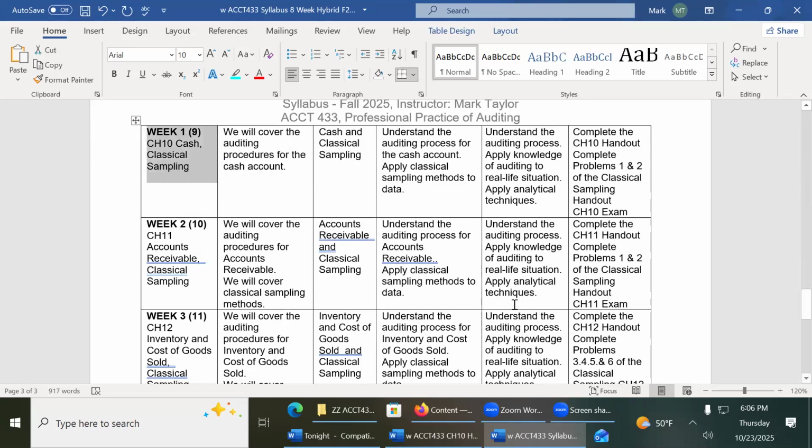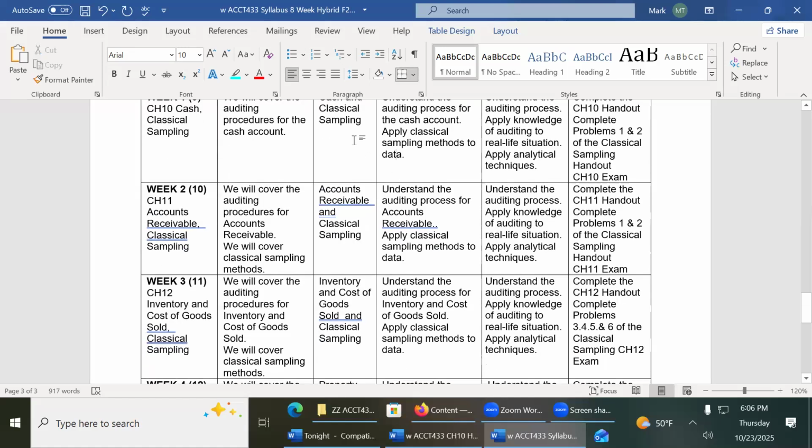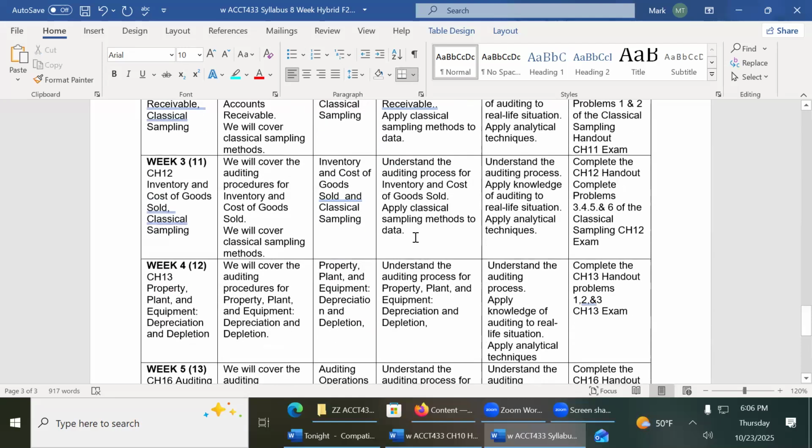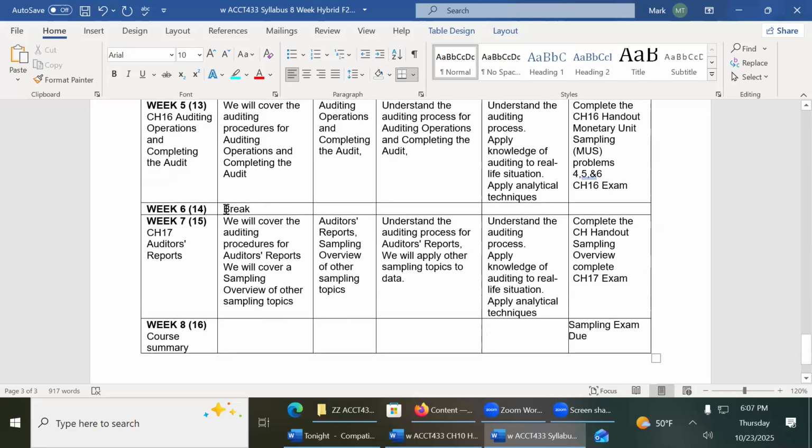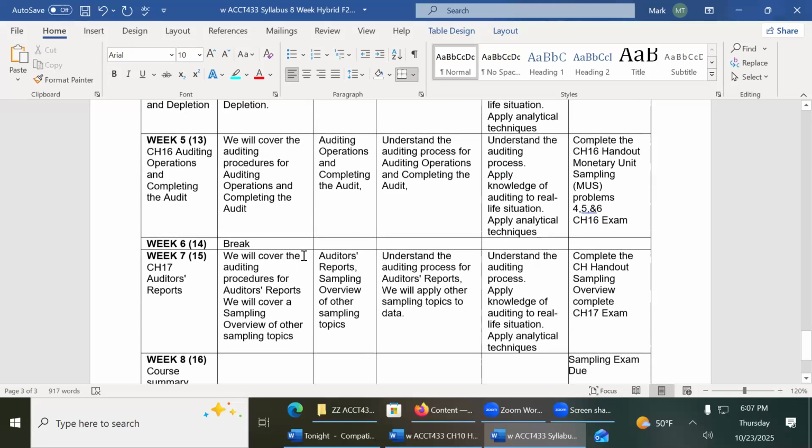By the way, just so you know, this class is all about the nuts and bolts of auditing. It's how you actually do things. It's not general stuff. It's not like, theoretically, what should you do if a client does this or that? It's how do you actually gather the evidence to make a decision about whether or not the client's financial statements are fairly presented. And week 6, I think we're off, but other than that, we should be okay.